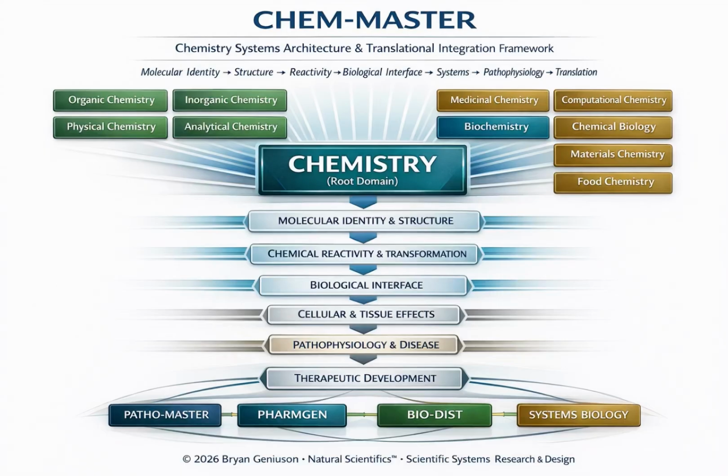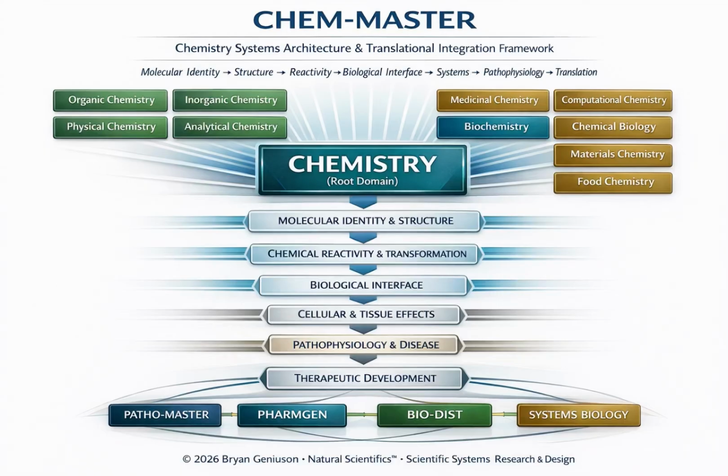When dysregulation occurs, these processes contribute to pathophysiology and disease. Disruptions in chemical balance, structural integrity, or signaling pathways can lead to complex conditions, including metabolic disorders, inflammatory diseases, neurodegeneration, and cancer. Understanding this progression enables the translation of chemistry into therapeutic development. By targeting molecular pathways and biological systems, chemistry becomes the foundation for drug discovery, formulation, and clinical intervention.